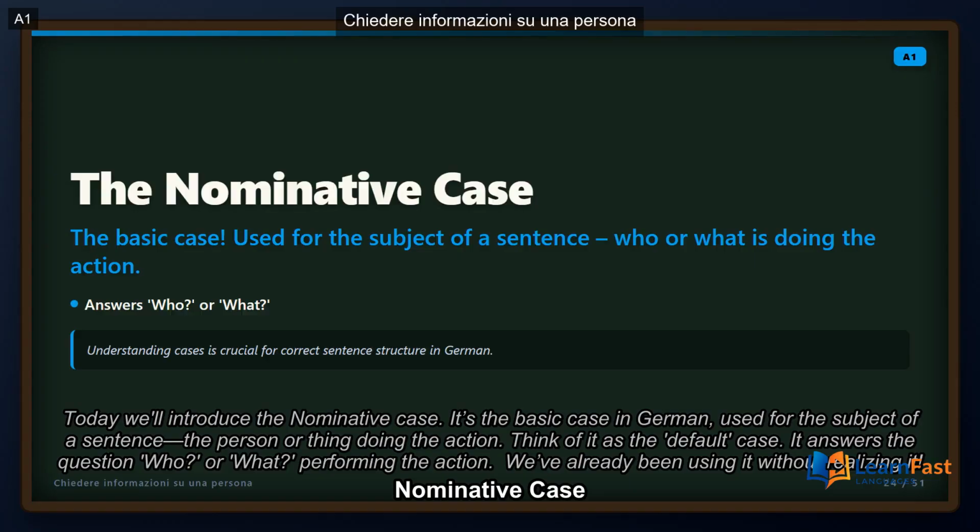Today we'll introduce the nominative case. It's the basic case in German, used for the subject of a sentence, the person or thing doing the action. Think of it as the default case. It answers the question who or what is performing the action. We've already been using it without realizing it.